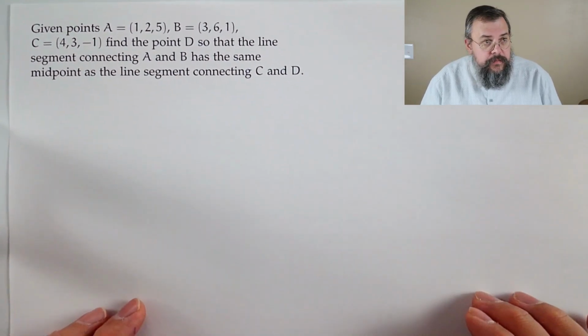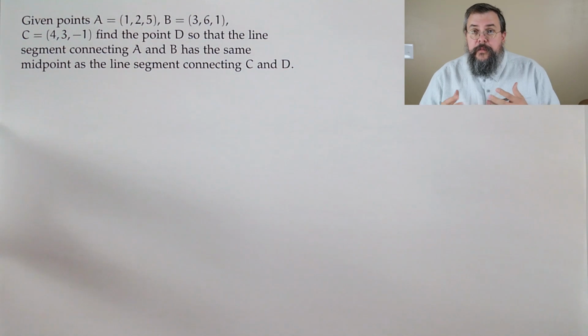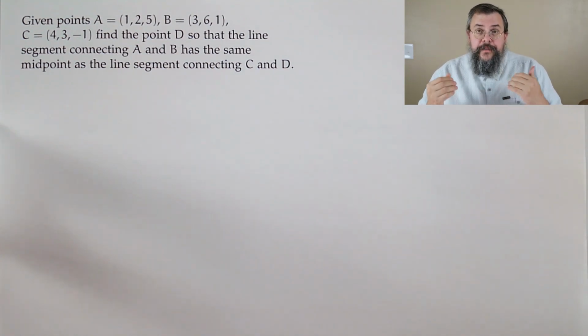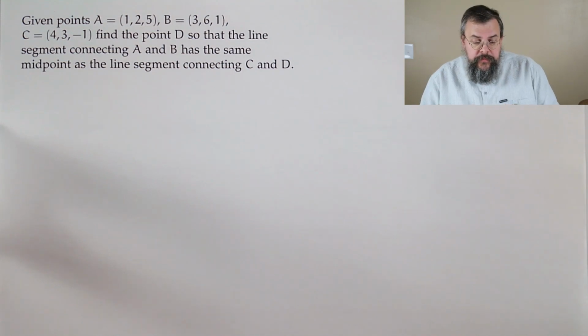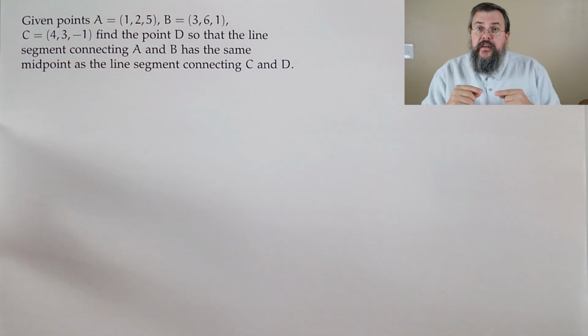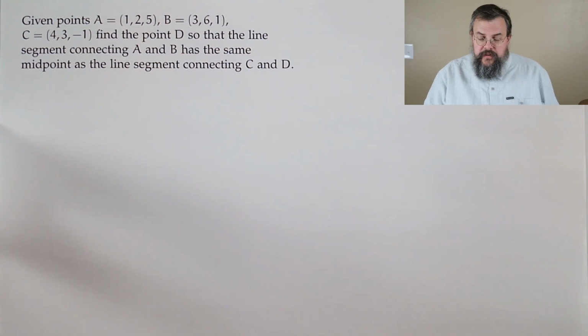So, all right, good. Well, let's do another problem. Switching topics to midpoints. Given points a equals (1, 2, 5), b equals (3, 6, 1), c equals (4, 3, -1), find the point D so that the line segment containing A and B has the same midpoint as the line segment containing C and D. So this is a problem about midpoints.